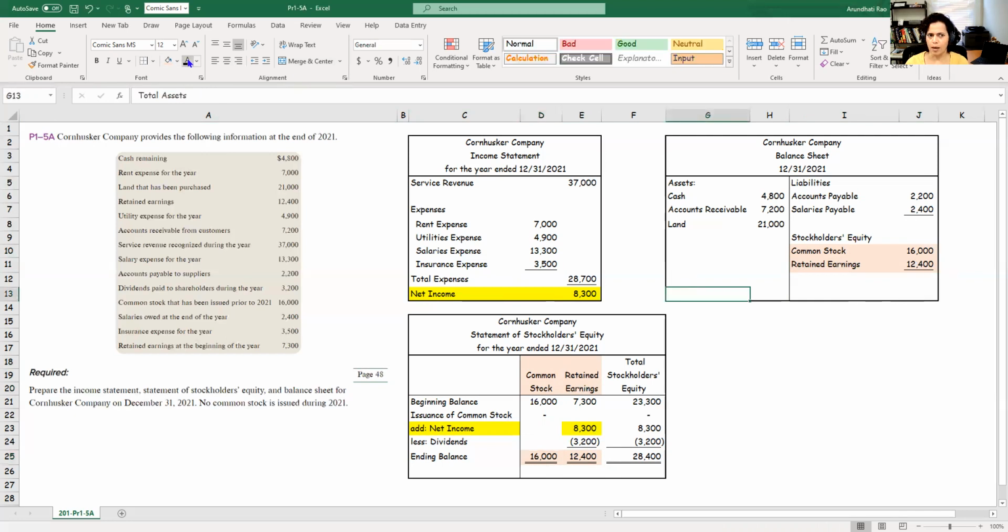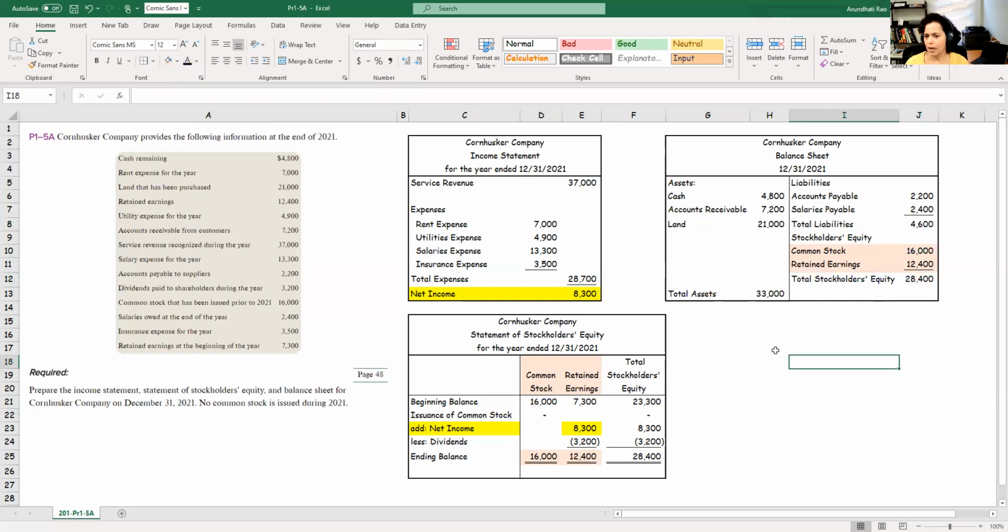Assets, I add them all up. Total assets, when I add up these three numbers, I come up with 33,000. Add up your liabilities. Your total liabilities is 4,600. Add up your common stock, the stockholders' equity accounts at the common stock and retained earnings. That gives you total stockholders' equity.